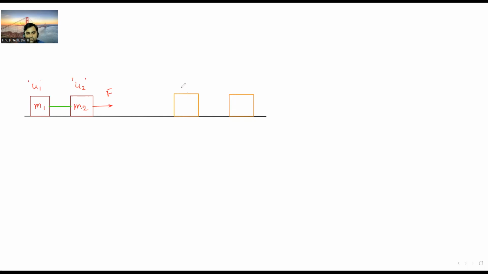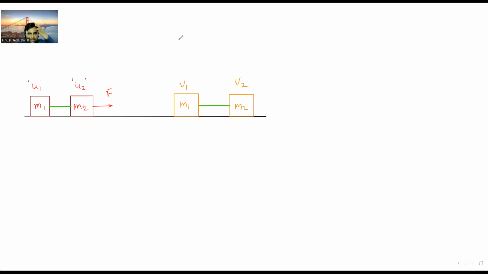So suppose the initial velocity of this m1 is u1. Now the final velocity is v1. The mass will remain as it is, m1 and m2, and here the velocity is v2. The string by which they are attached to each other, this rope, is as it is.